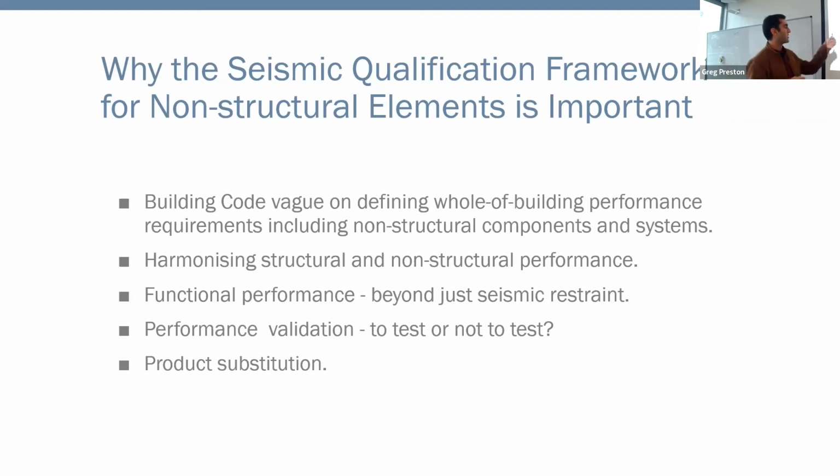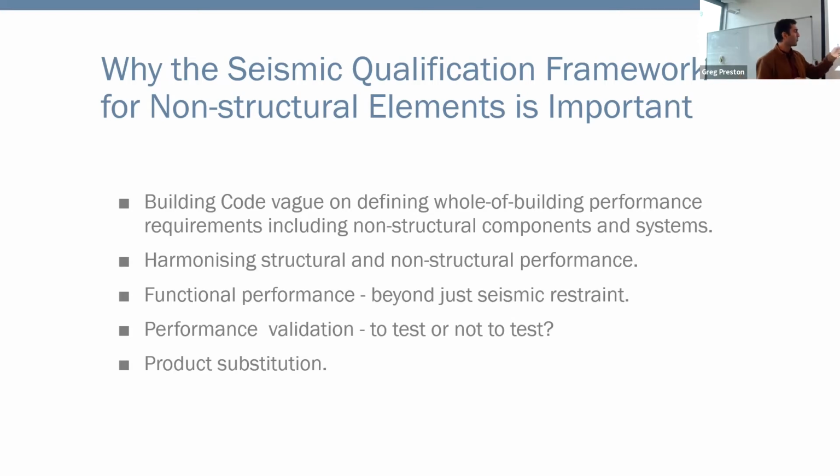And we will be looking at functional performance, which is going beyond the seismic restraint. So seismic restraint itself is good for resisting the seismic actions, but it does not provide as much information on whether or not a certain service or utility inside the building will continue functional after an earthquake. Another major question in the industry is how do we validate performance of, for example, generators or boilers inside buildings? So this is the question of whether or not we need to test, because the standards are quite vague on this. So we need a discussion on this.